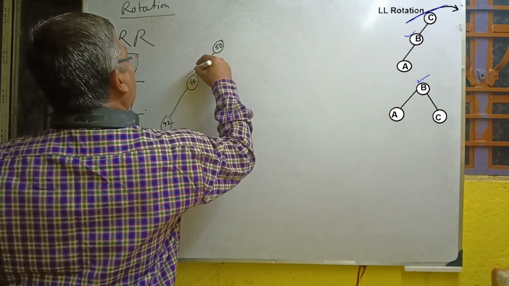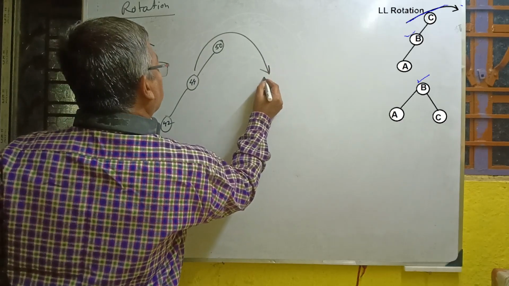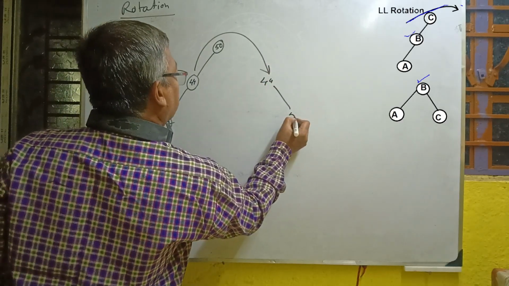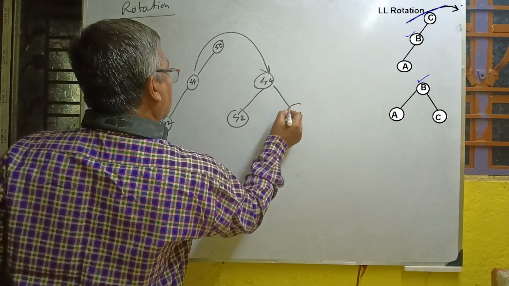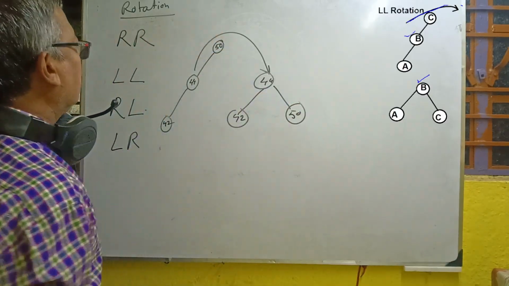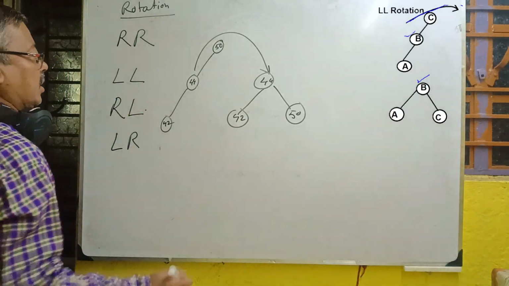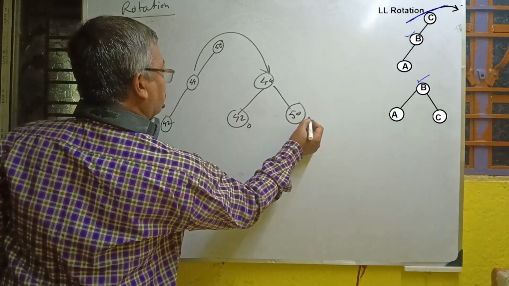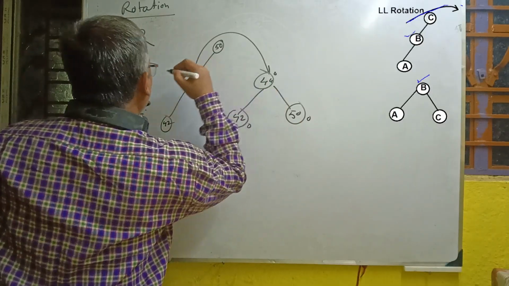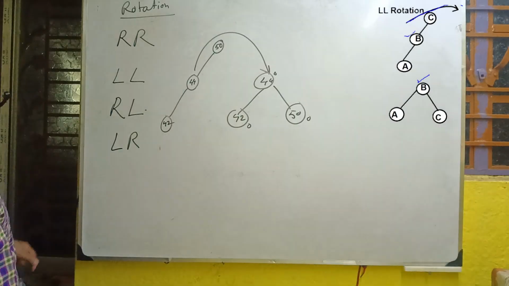The movement will be at this point: 44, 50, 42. This is the final position, the LL rotation, left rotation. If we check the balance factor, BF is 0, and 1 minus 1 is 0. So this is called LL rotation.